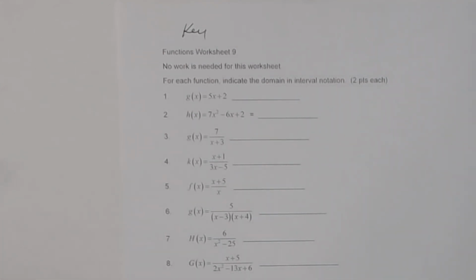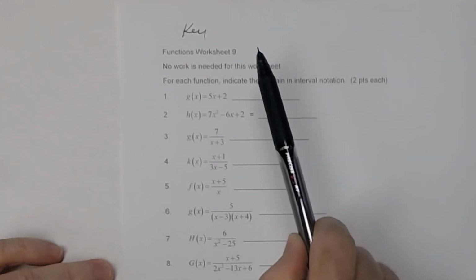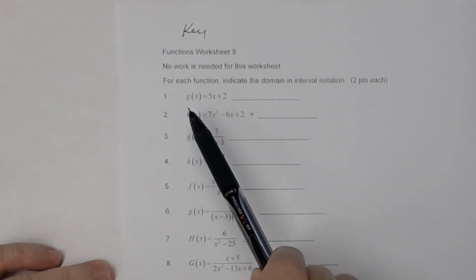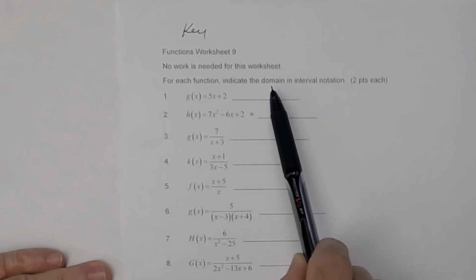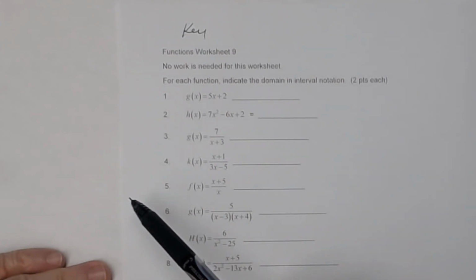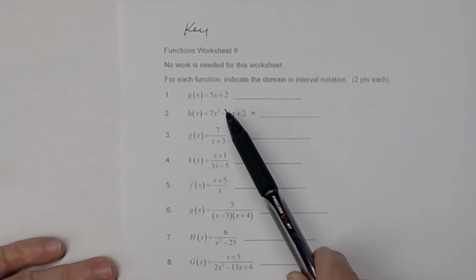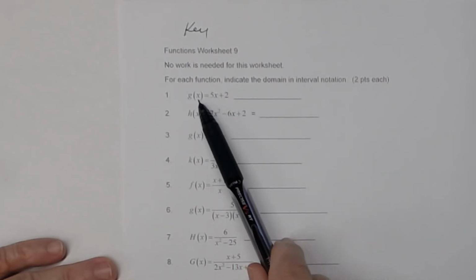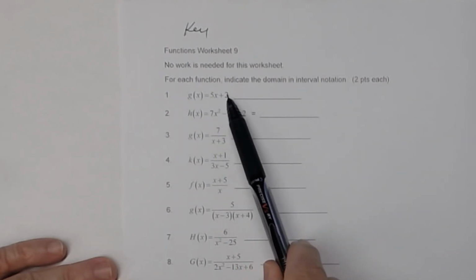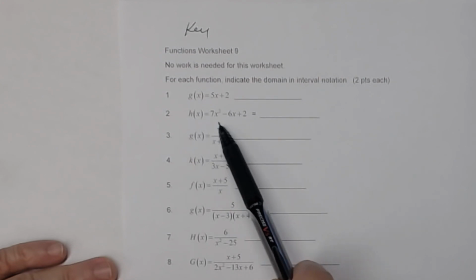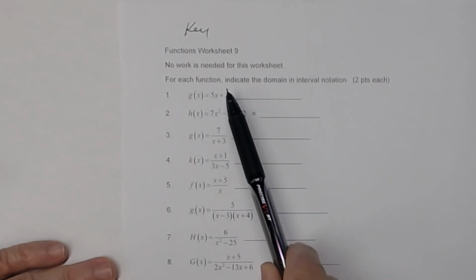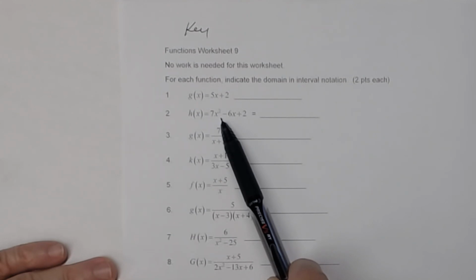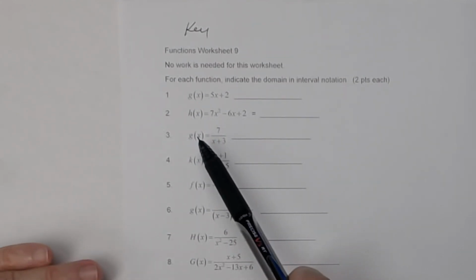All right, so this is a key to worksheet on functions, worksheet number 9. And the direction says for each function, indicate the domain in interval notation. All right, and so if you look at number one is a linear function, and number 2 is a quadratic function. A linear function and a quadratic function are polynomial functions.